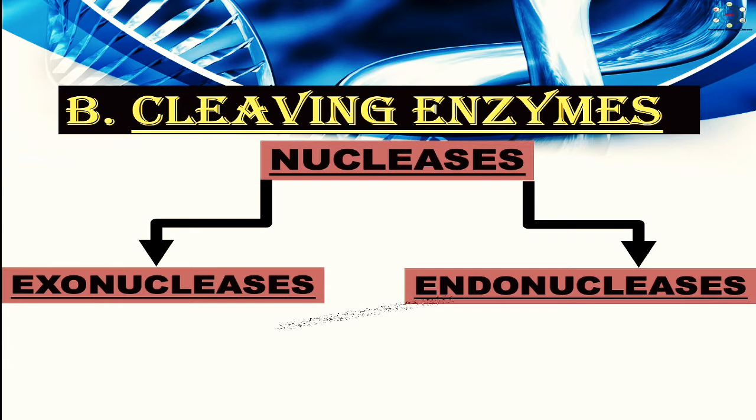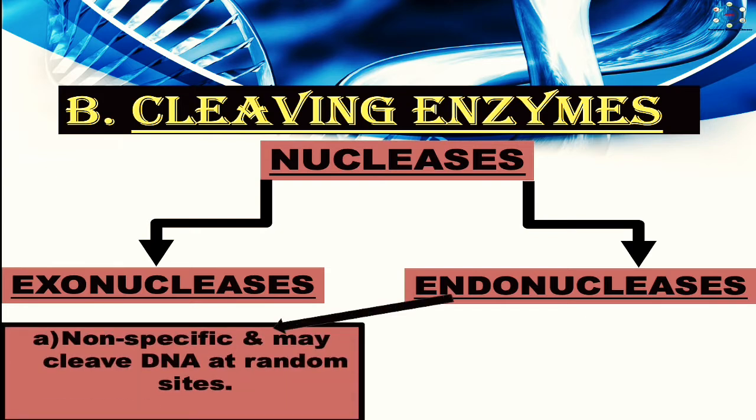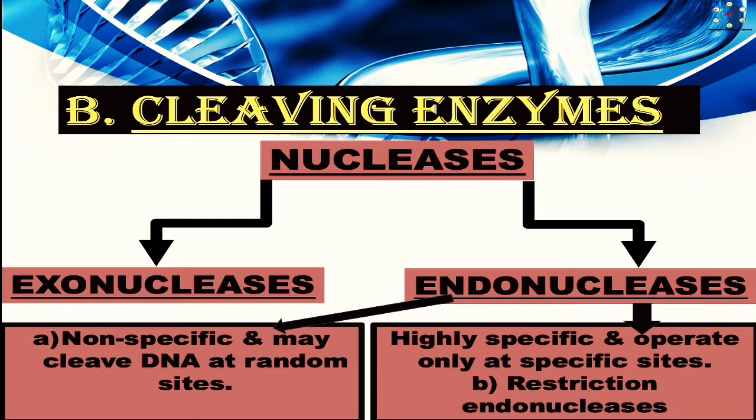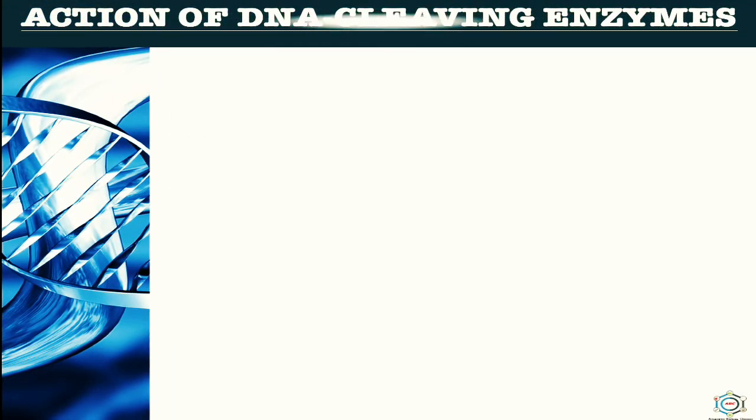Now further, endonucleases are divided into two parts. The first is non-specific and may cleave DNA at random sites. And the second is highly specific and operates only at specific sites, and these are known as restriction endonucleases. We will learn about exonuclease, endonuclease and restriction endonuclease in the next slide. Now you can see here the action of DNA cleaving enzymes.